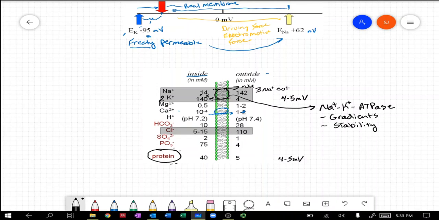So if we have a lot of activity across, let's say, an excitable membrane like a neuron, well, we can start to disrupt the gradients. And the sodium-potassium ATPase actually is important under those circumstances to reestablish the gradients we need for our resting membrane potential. But again, they're not producing the resting membrane potential. They just contribute to stability.